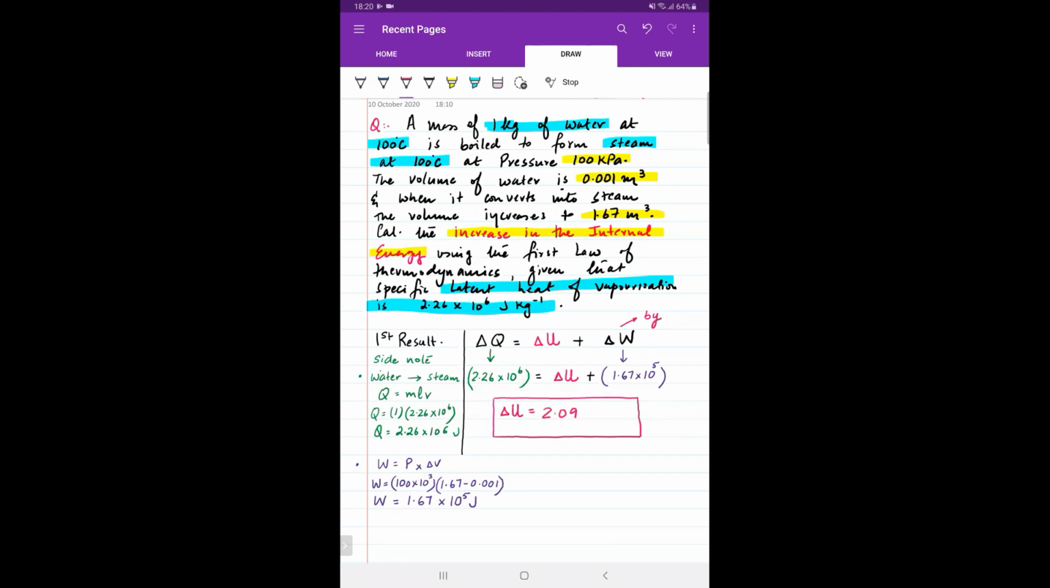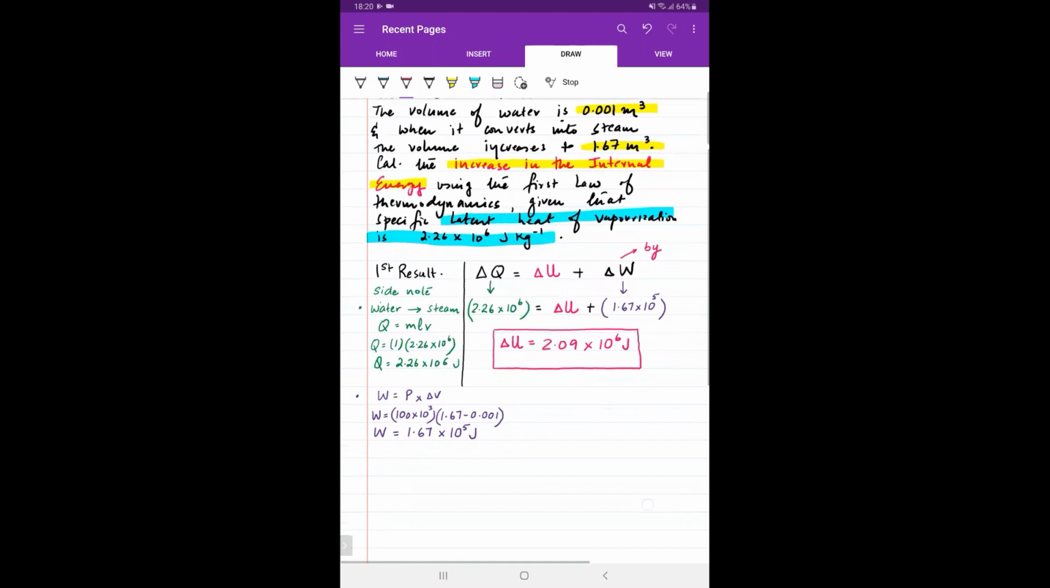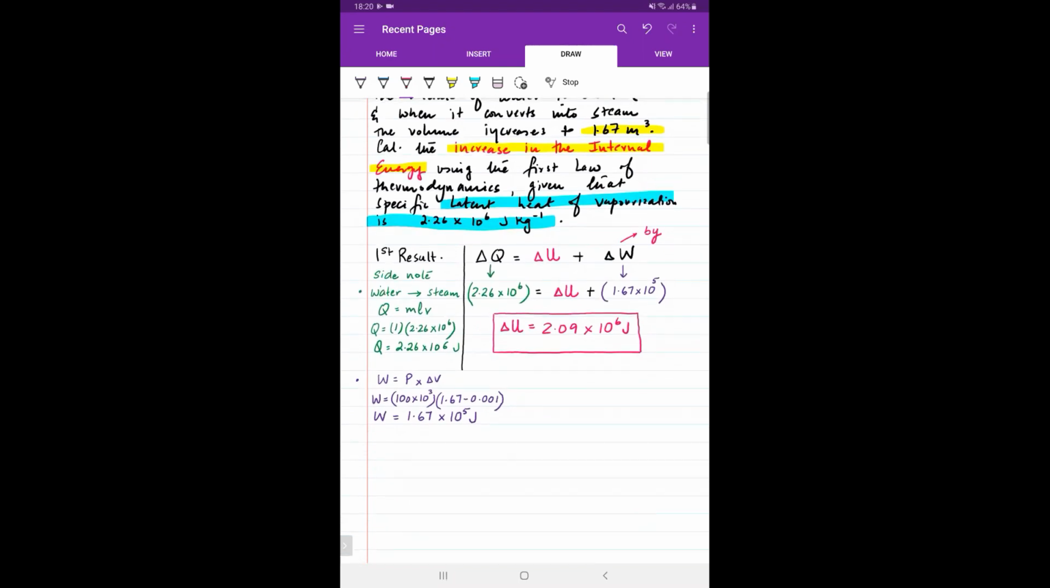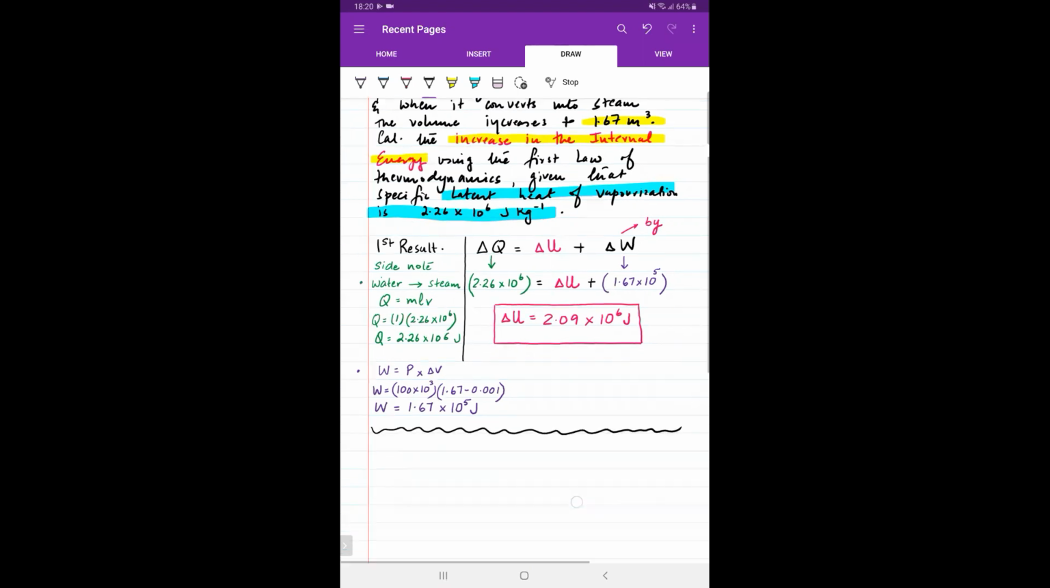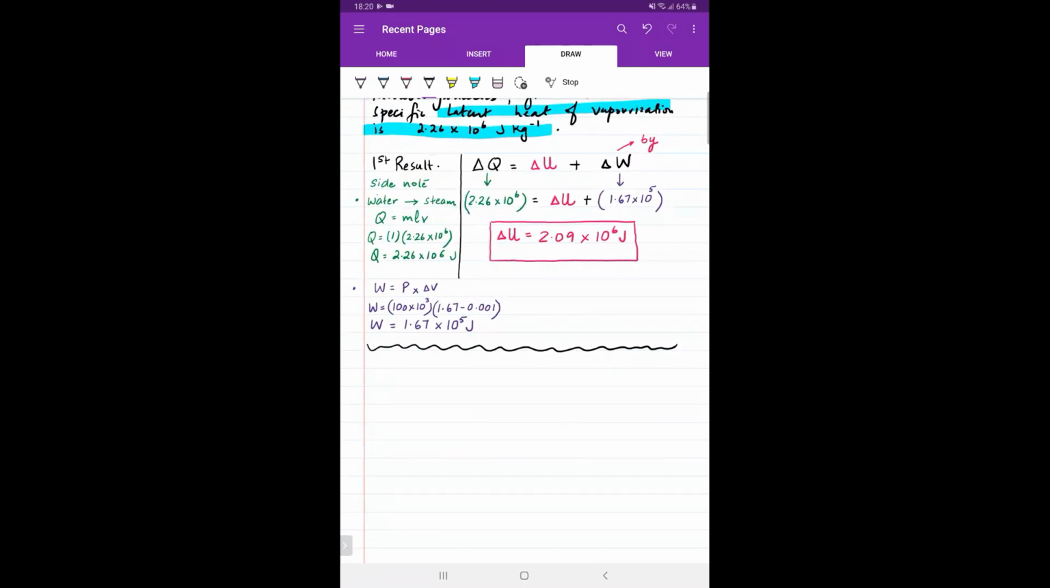Now, if you were to attempt the same question but using the second result, let me do one thing. I'll leave this as it is. Let me just make a horizontal line over here. So if you were to attempt the same question, but this time on the basis of the second result, let's discuss what difference it would make. And I think you would see for yourself that the final answer is not going to change. Let's see why. The second result was this.